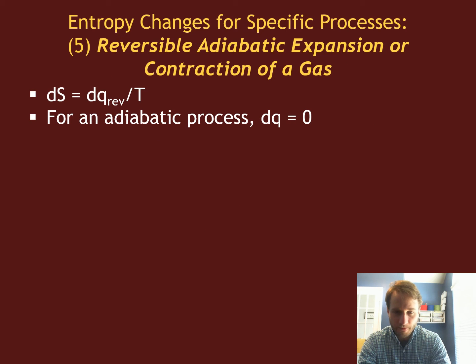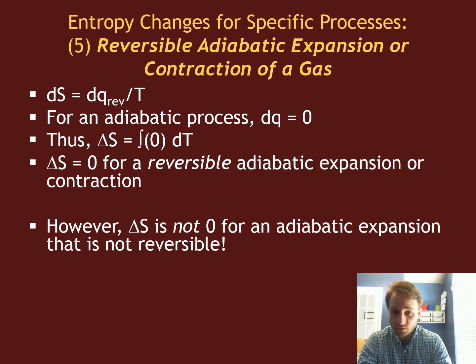And then we'll talk about reversible adiabatic expansion of a gas to finish this up. For that, I have a reversible process already, and it's an adiabatic process, which means dQ is equal to 0. So dS is equal to 0. And so the entropy change for reversible adiabatic expansion is 0 for your system. However, delta S is not 0 for an adiabatic expansion that is not reversible.